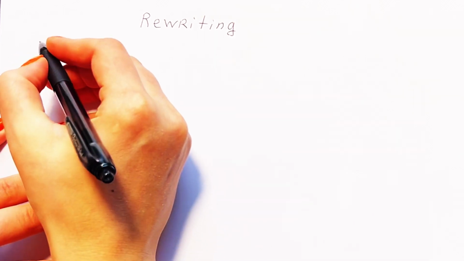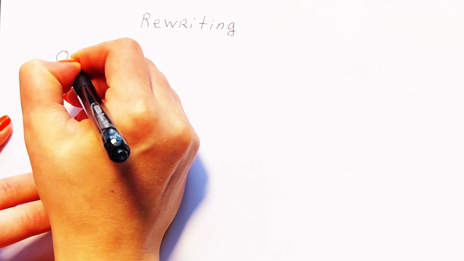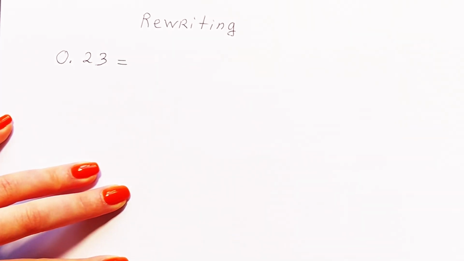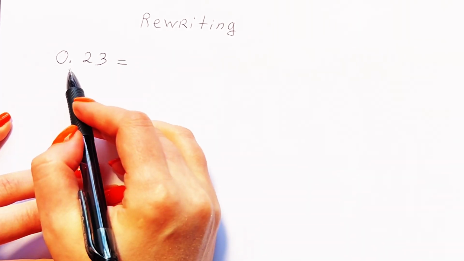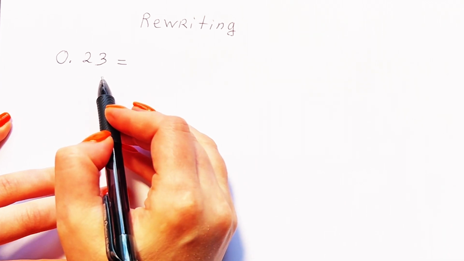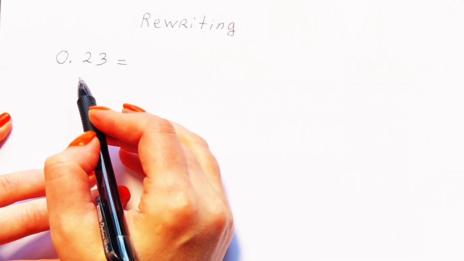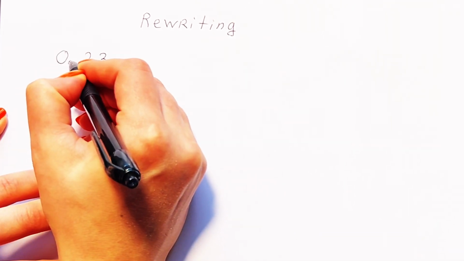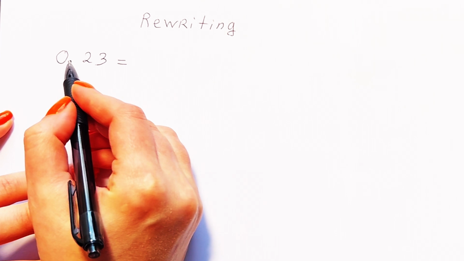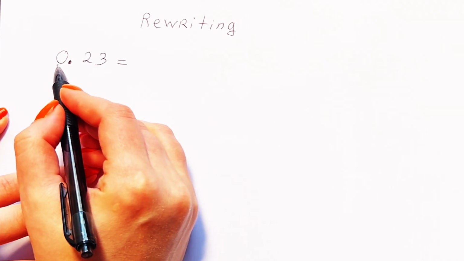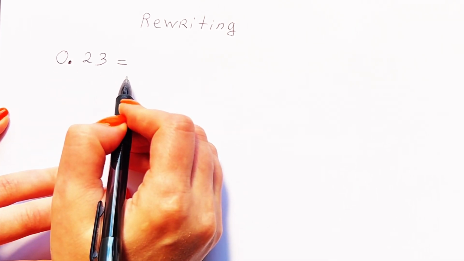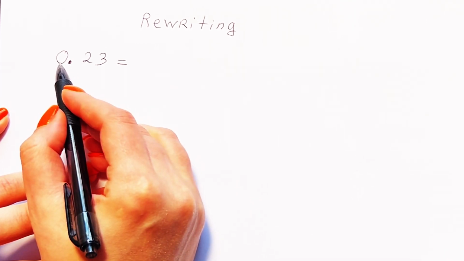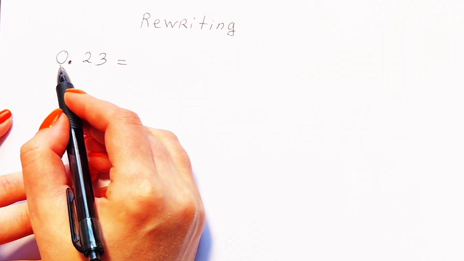Now let's talk about how to make the decimal as a fraction and fraction as a decimal. Let's say we have 0 and 23 hundredths. How to make it as a fraction? 23 hundredths is the same as 23 over 100. Look at the decimal point. If before the decimal point there is a number, it means I'm gonna have a mixed number, whole number with the fraction. If it's 0, it means I'm gonna have just a proper fraction.